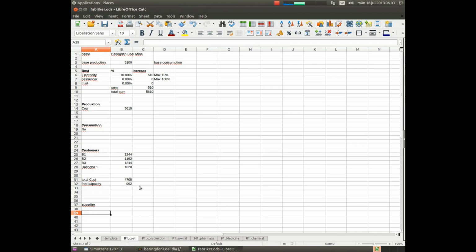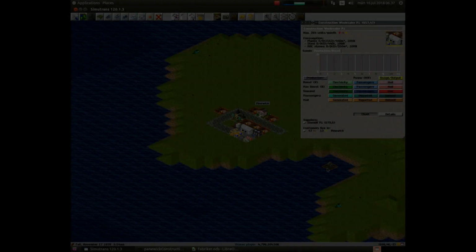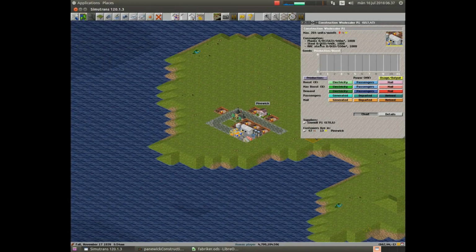So let us now move on with a more complex supply chain, because that also means more complex calculation, or if you don't do the calculation, it takes a lot more time to actually get the supply chain up and running. A slightly more advanced supply chain is this.